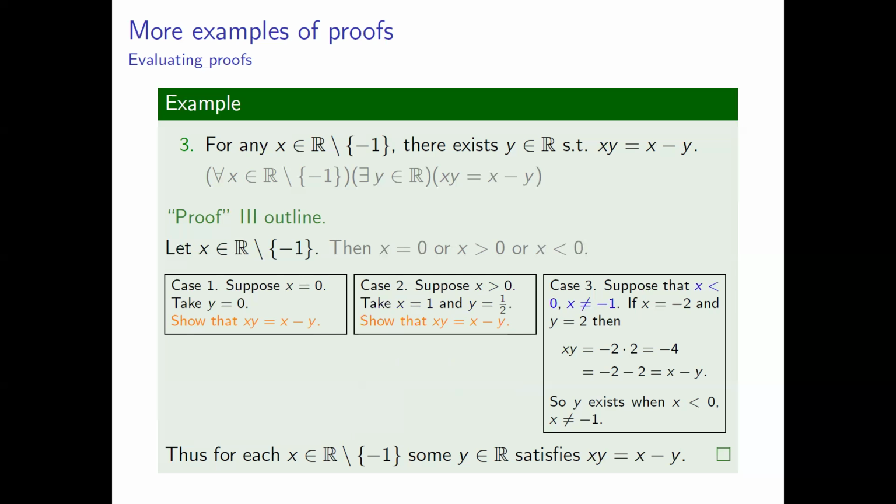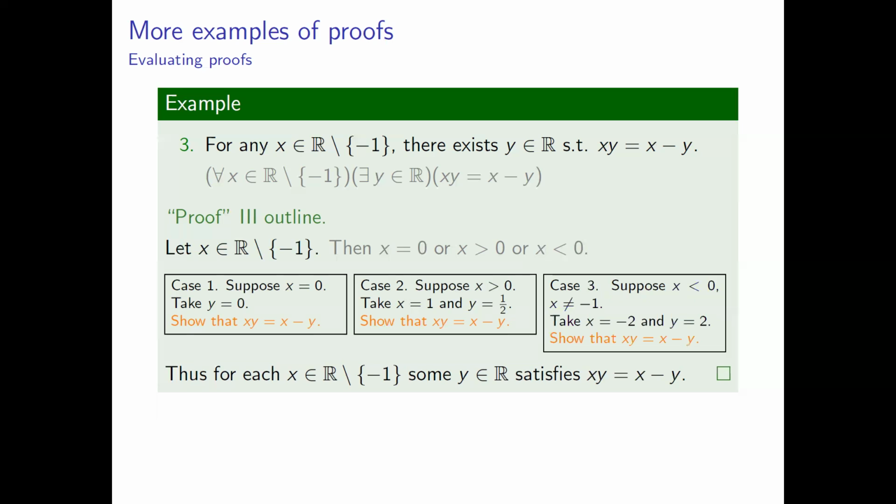Finally, in case 3, we assume that x is less than 0 and not equal to -1. We take x to be -2 and y to be 2, which is clearly a real number, and show that with these values, xy equals x minus y. The last sentence is again a recap of what has been proved, so we omit this from the outline. Thus, in the proof of case 3, we begin by assuming that x is less than 0 and not equal to -1. Then take x to be -2 and y to be 2, then show that xy equals x minus y.